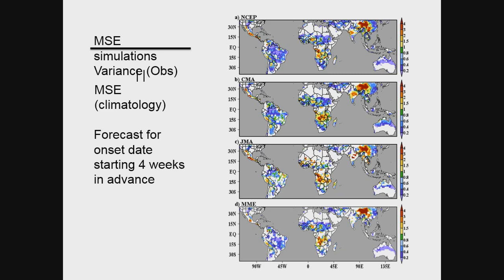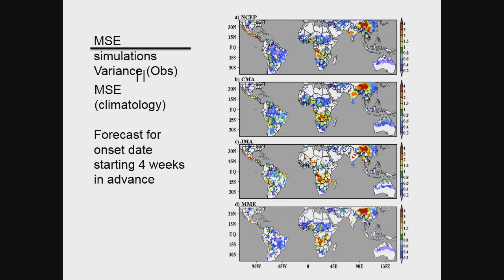So here I'm looking at the mean square error of the simulations. Sorry, this is wrong. It's divided by the variance of the observations, which is pretty much the mean square error of the observations if you use the climatology as the predictor, right? And these are forecasts for all the simulations within week 4, lead time week 4.